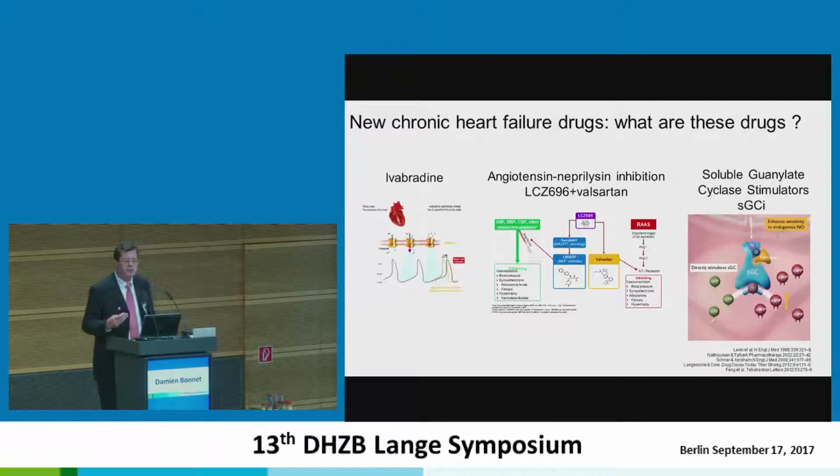So there are different new chronic heart failure drugs that have demonstrated some efficacy in adults, and I will go a little bit into details. The first is ivabradine. It's a modifier of a potassium current, and you know it. The second one is LCZ. It's an association of angiotensin-neprilysin inhibition, and valsartan. And the final one is stimulator of the guanylate cyclase.